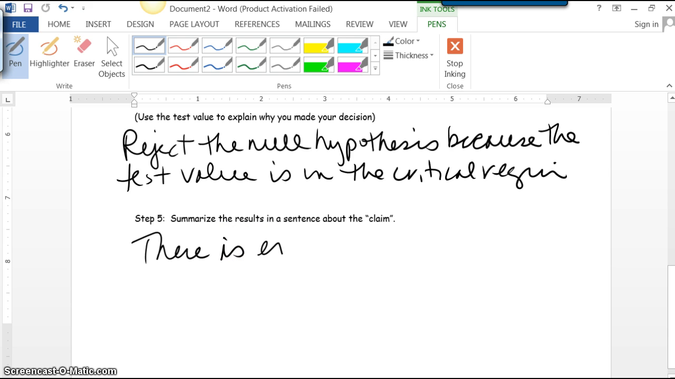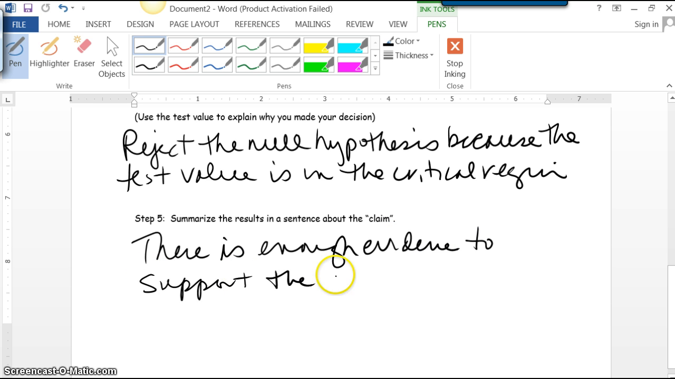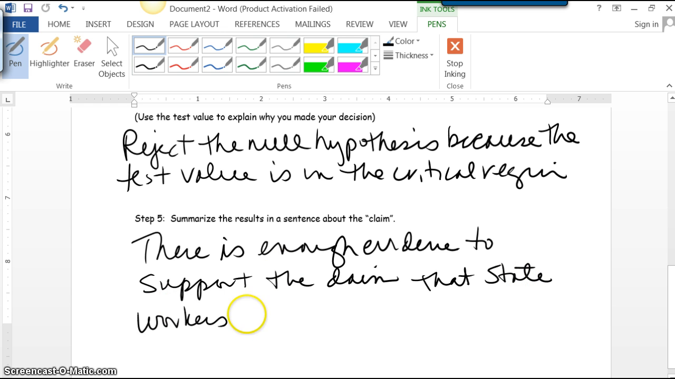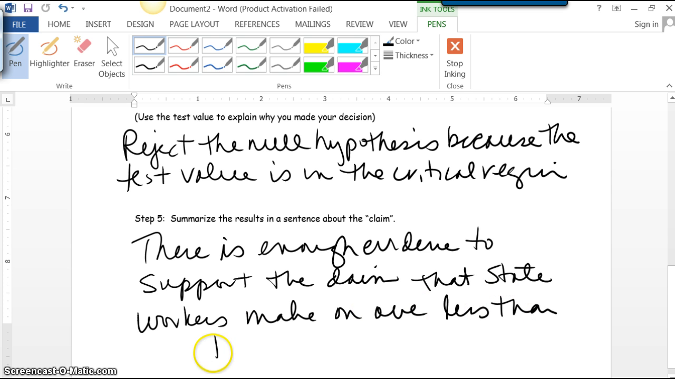There is enough evidence to support the claim that state workers make on average less than federal workers.